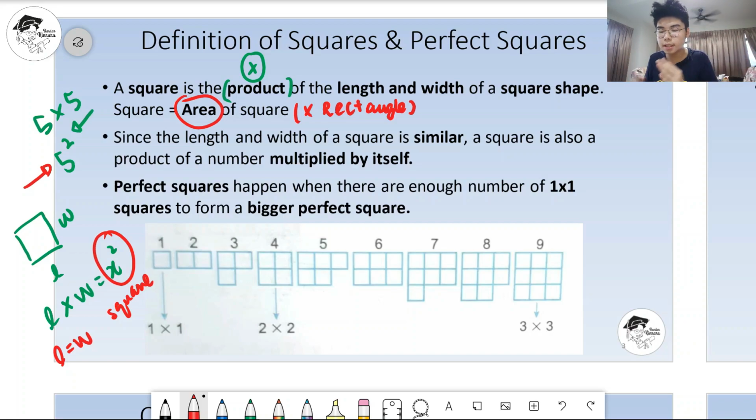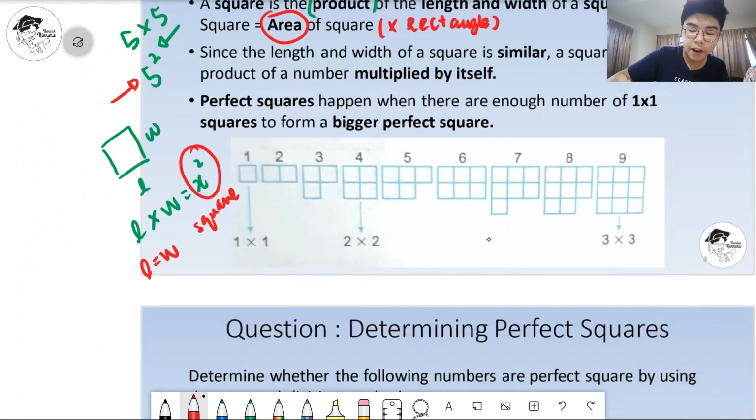Tak kisah. So there is a special category, atau kategori, untuk nombor yang special. What is the nombor yang special? It's what we call the perfect square.